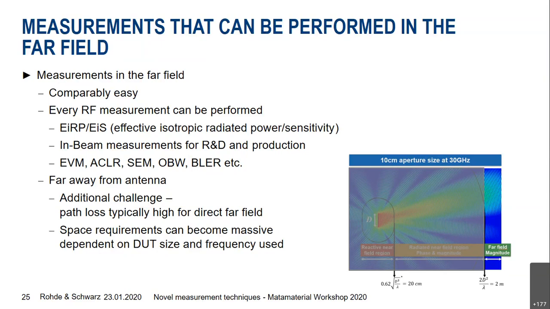So this is very clear, but yes, for example, at 30 gigahertz for a specified antenna aperture size, if you are having a 10 centimeter aperture size, then we are looking at the far field somewhere in the range of 2 meters. So you're having 2 meters of free space, 2 meter or larger anechoic chambers, and maybe also to discuss the path loss between these. Are we having the measurement equipment to cater to these path losses?